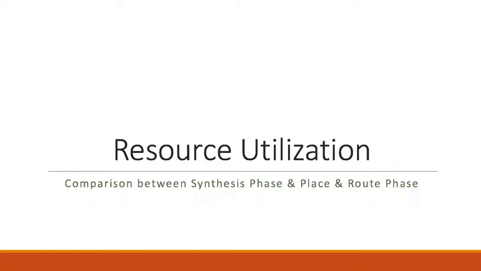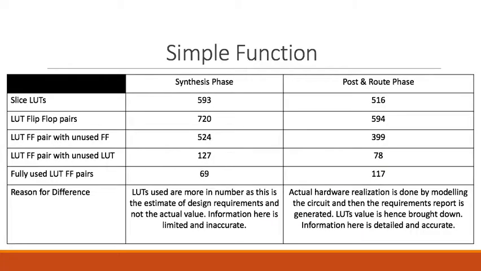Resource utilization. This is the comparison between the synthesis phase and the place and route phase. For the simple function, this is the comparison between the resource utilizations. So basically, the synthesis phase just gives us a rough estimate of the design requirements, and the information is very limited and inaccurate in some cases. There are lots of lookup tables that are unused, which are reduced in number in the place and route phase.